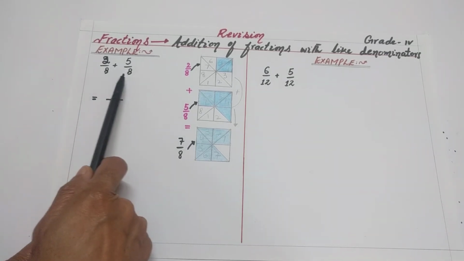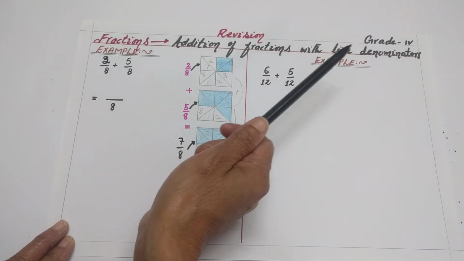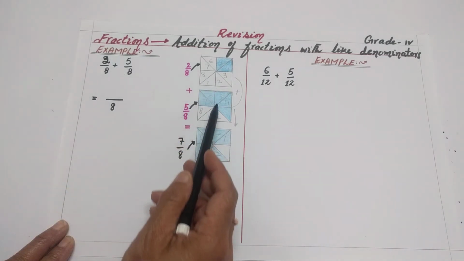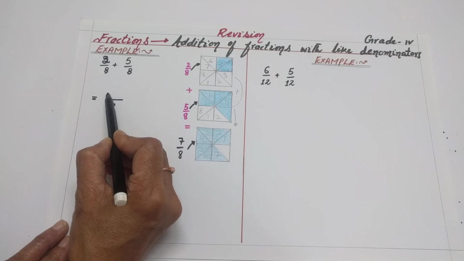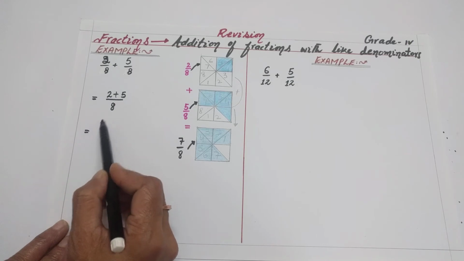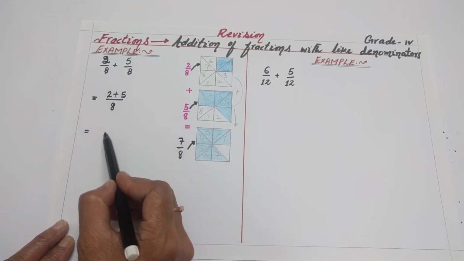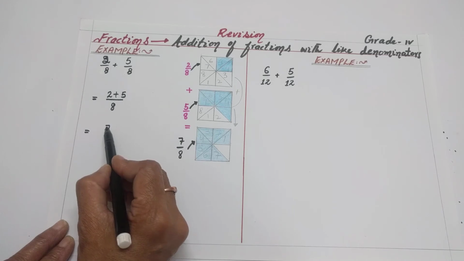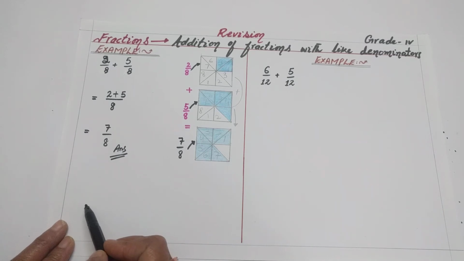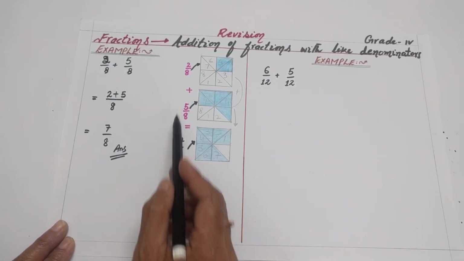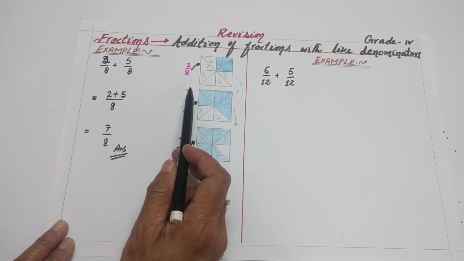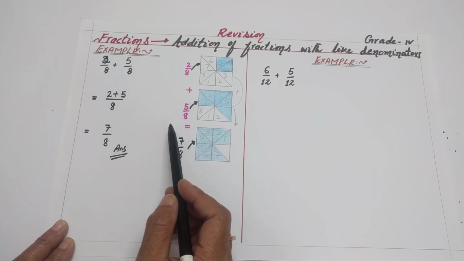So if the denominator of the fractions is same, like denominators, then you can directly add the numerators. Why? Because both have the same denominators. So 2 plus 5, we add the numerators. 2 plus 5 is 7 by 8. That is our required answer. Got it? Why am I using the denominator only 8? Why am I not adding 8 plus 8? Because we have 8 as a common denominator.